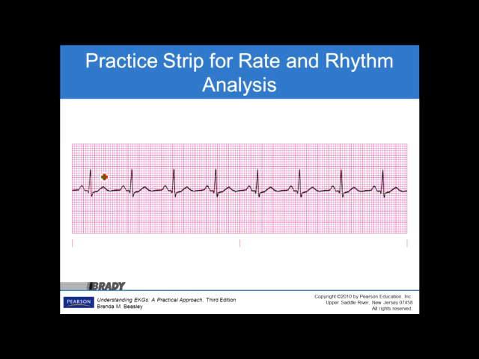Another practice strip here. Let's do the R to R interval first: 300, 150, 100, right at about a little less than 75 beats per minute. Then 1, 2, 3, 4, 5, 6, 7, 8 times 10 is 80 beats per minute, and there is a P wave associated with every QRS. So right at about 80 beats per minute on this strip.